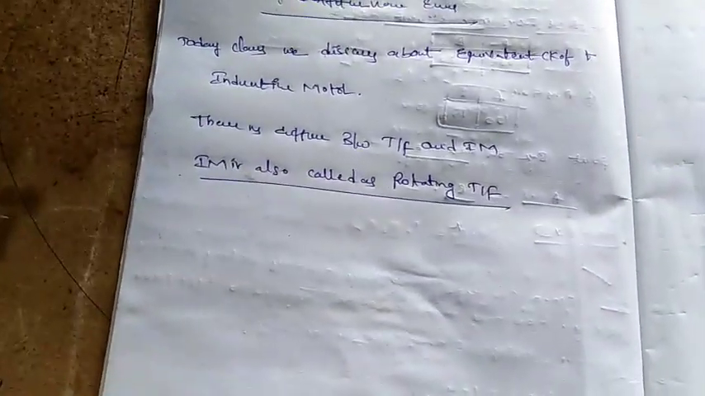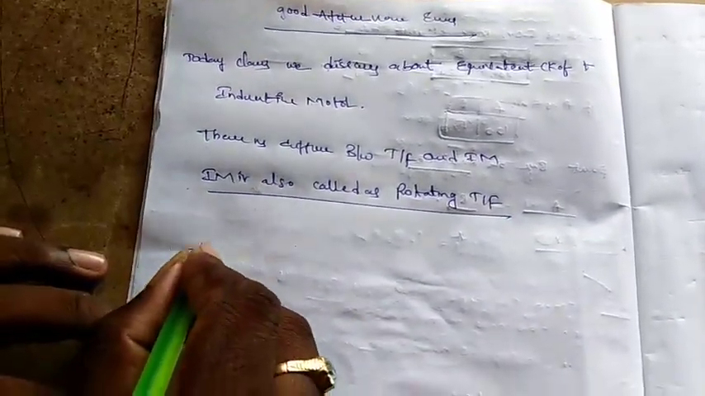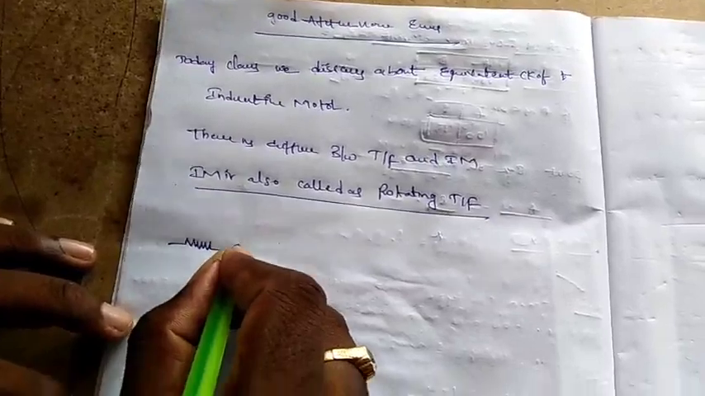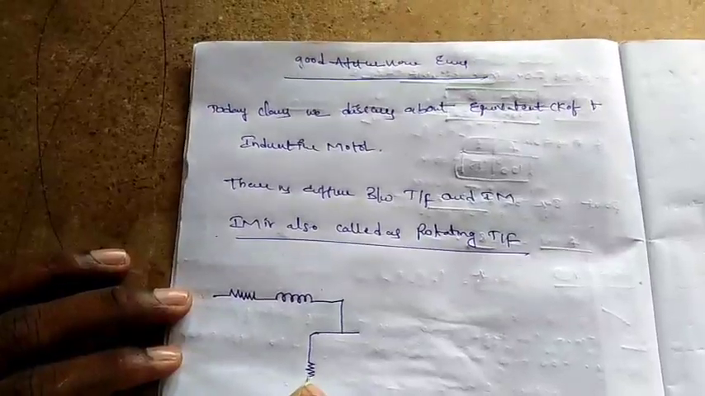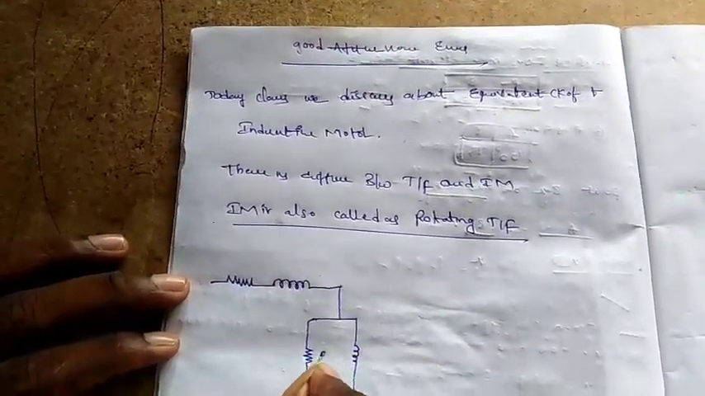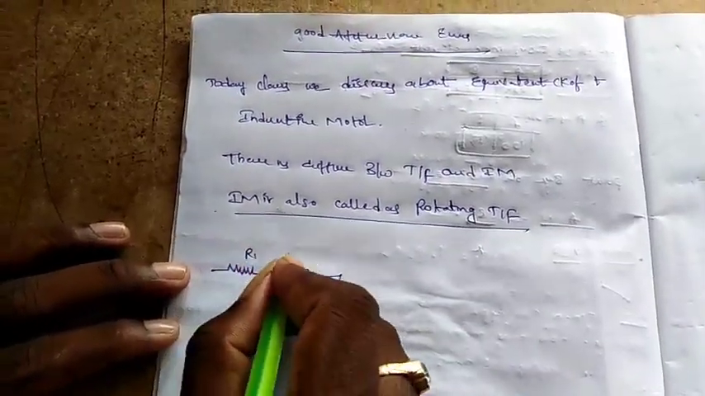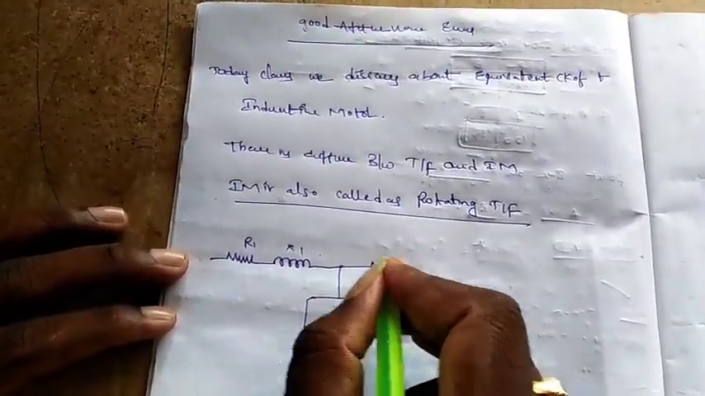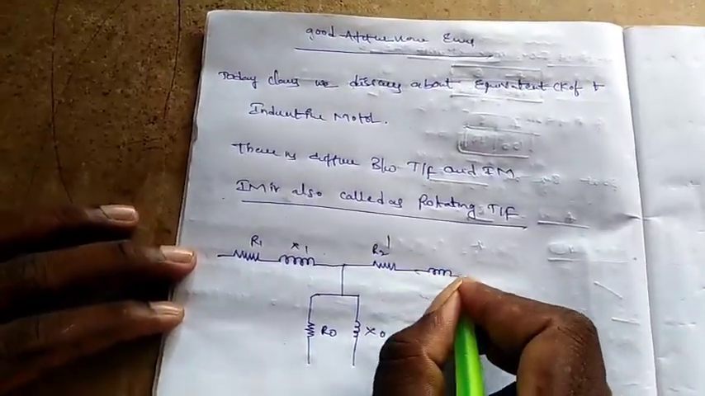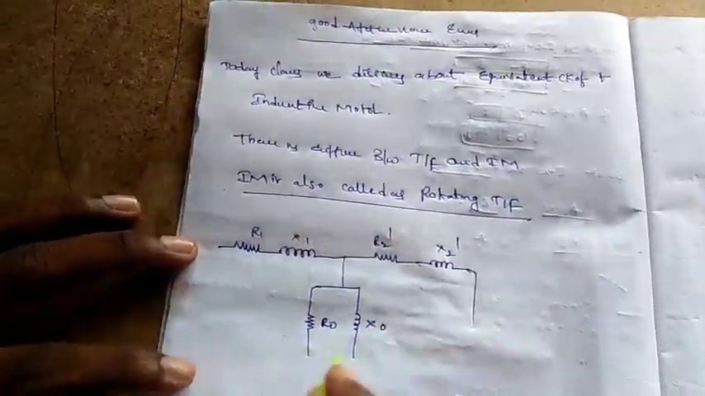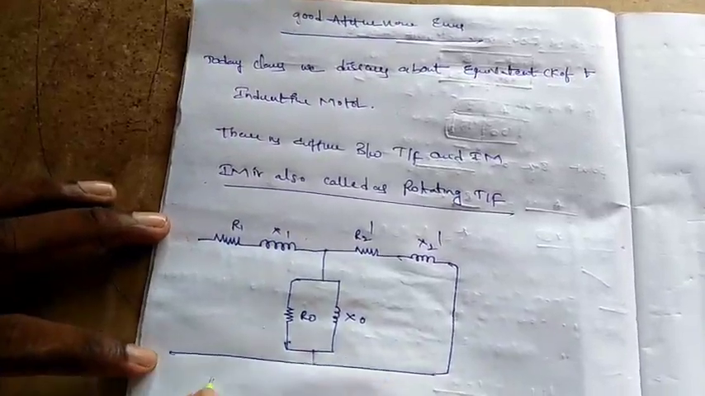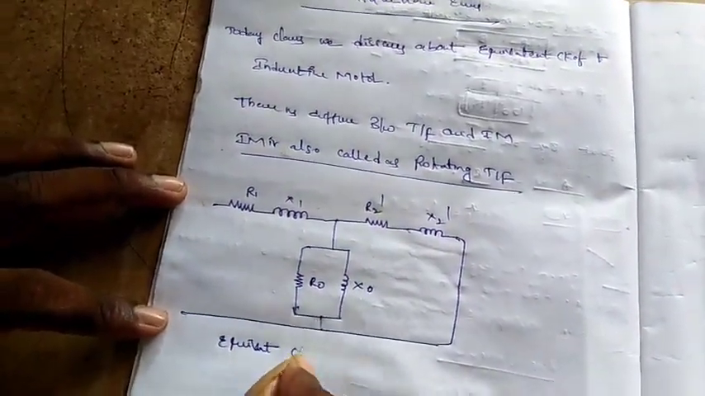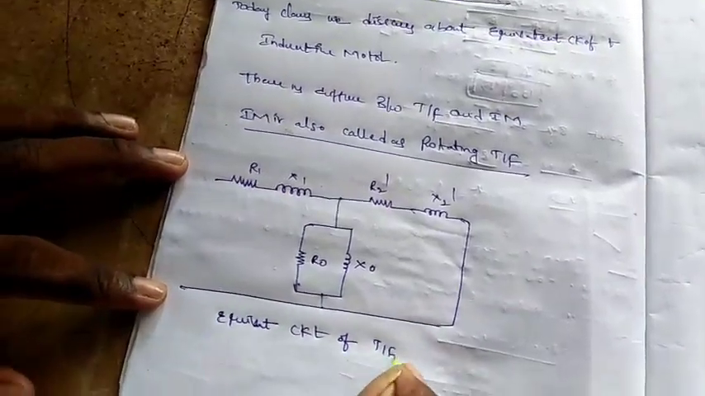We already covered in the second unit the equivalent circuit of a transformer, that is primary winding resistance and reactance. This is shunt branch parameters R0, X0, R1, X1. Similar way R2 dash, X2 dash. This is the equivalent circuit of transformer.